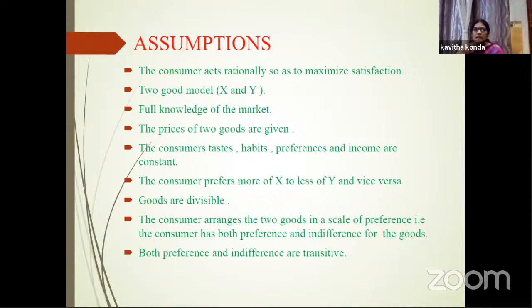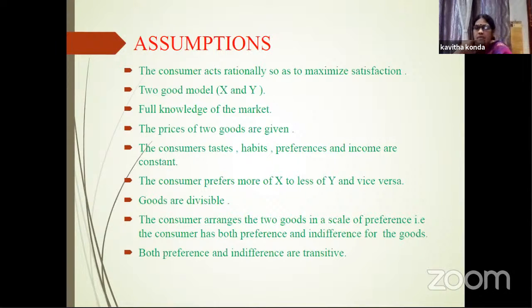According to this law, the consumer can substitute Y in place of X or X in place of Y. Means the consumer prefers more of X to less of Y, or more of Y to less of X. In order to utilize the same utility derived from these two goods, he may go for more X or more Y, less X or less Y. He can substitute, because this is a two good model.